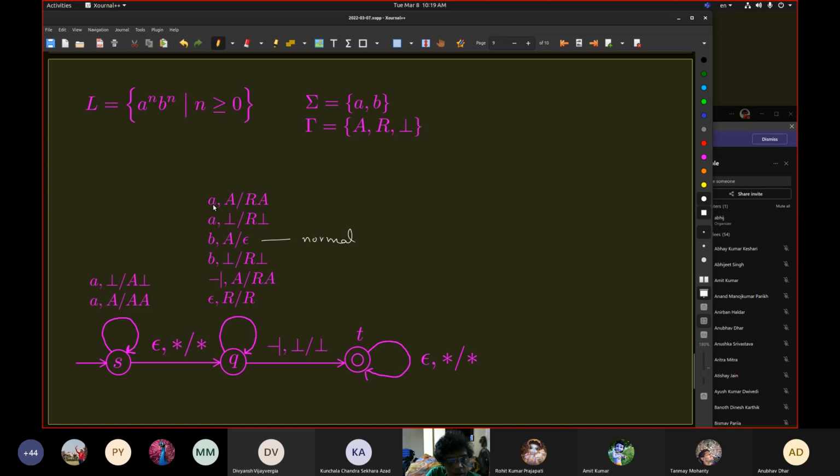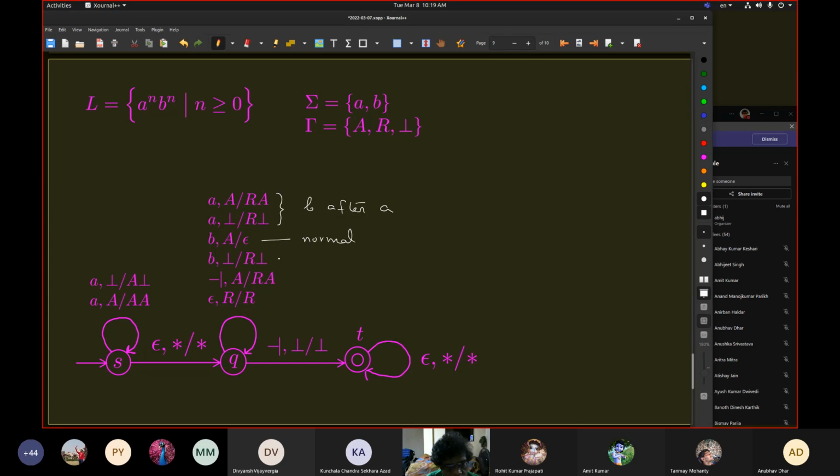So if for some reason some A has come, okay. So these two cases, some A has come where only B's are expected. So these two cases correspond to B after A. And therefore, these strings are not of the form A star B star. Then what it will do, it will keep the stack unchanged and it will push this reject symbol to the top of the stack.